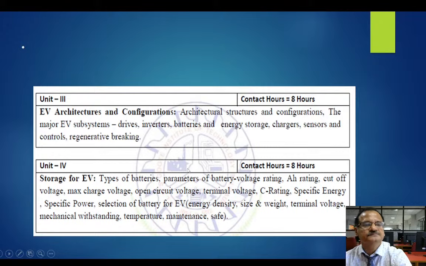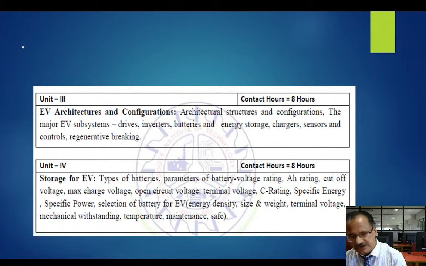fuel cells. So the fourth unit here comprises the batteries, different types of batteries, voltage rating of batteries, and the specific energy, specific power, and how I actually choose a battery for an electric vehicle. All these things are covered in unit 4.